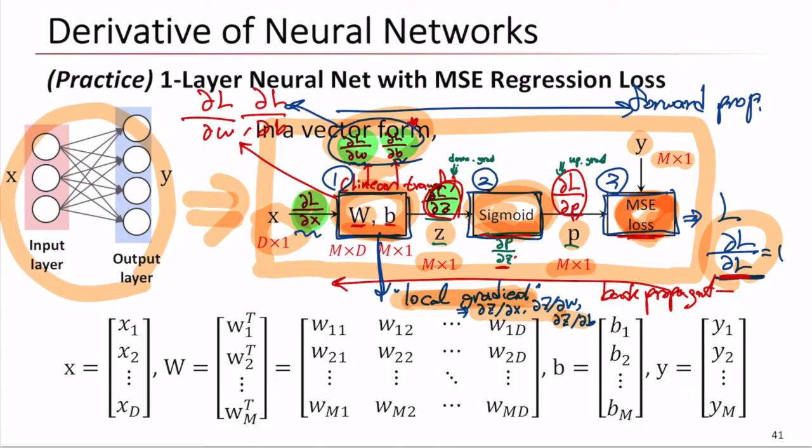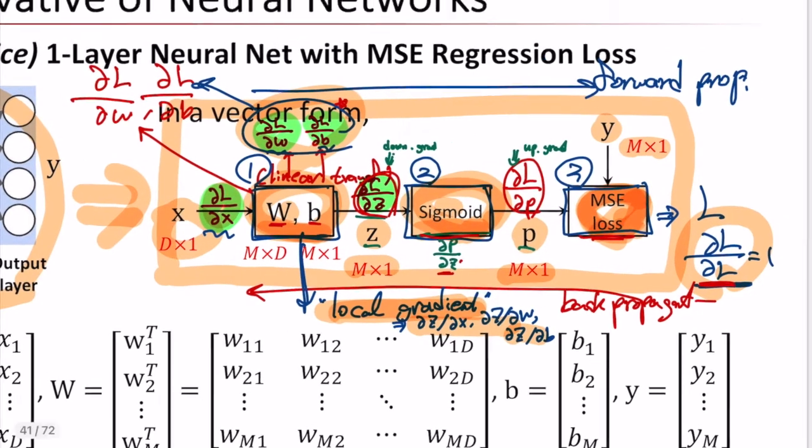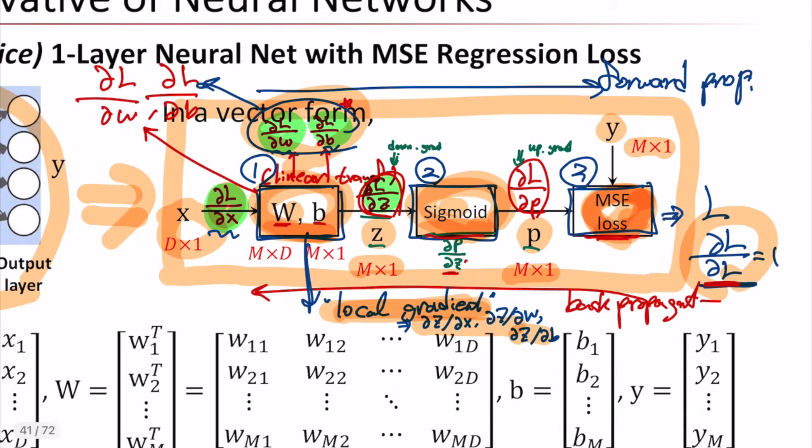So there are three kinds of function, right? First, the linear projection function, or linear transformation function. Second is the sigmoid function, and third is the MSE loss. After that, in the backpropagation step, by backpropagating the loss gradient, I mean the upstream gradient to the downstream gradient, by using a local gradient, we can backpropagate the loss gradient from the loss layer to the input layer. The question is how to compute the local gradient for each function, in this case the linear transformation, sigmoid function, and MSE loss.